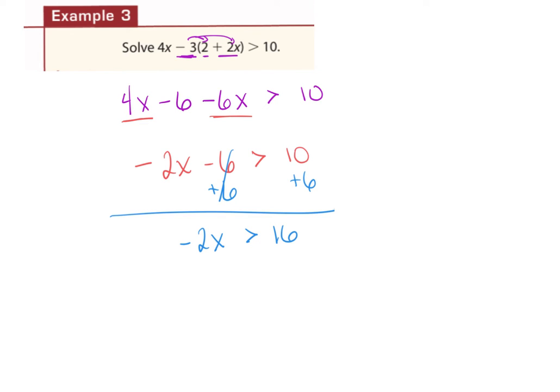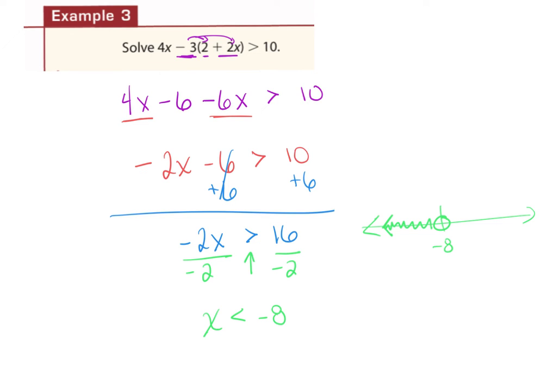Now, my final step is going to be my multiplication or division. What am I dividing by? I am dividing by the negative 2, which gives me my x, but this guy right here needs to flip. And so I get x is less than negative 8. So on a number line, I would start at negative 8. I would have an open circle and everything smaller.